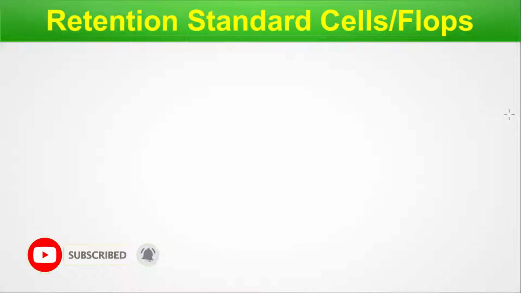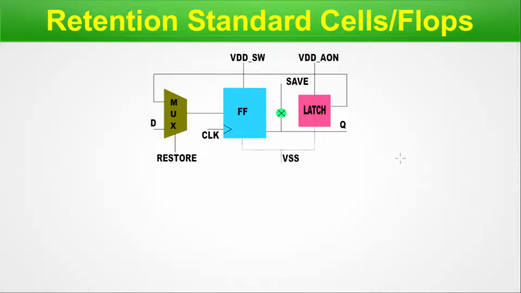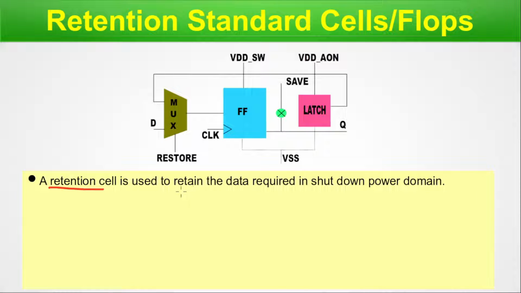Retention standard cells. Sometimes it is called the retention flops also. So here is the schematic diagram, or you can call it a block diagram. Let us start with some of the text. A retention cell is used to retain the data required in the shutdown power domain. So that means retain. That means we have to do the save operation.